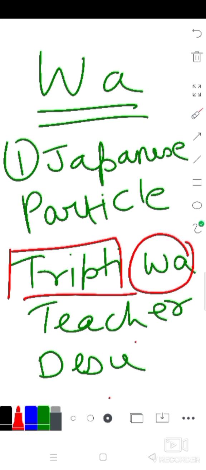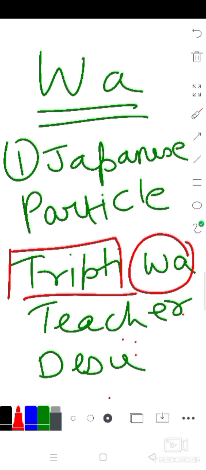If I say teacher va, let's take an example: Teacher va Tripti desu. Before va, what noun is coming? Teacher. It means teacher is the topic marker. So va creates a topic marker. Before va, whatever the noun is coming, it's a topic marker, and the focus will go to the subject part. So we use va to make a topic marker, so that the word coming before va becomes the topic. And second, of course, if it's a topic, the focus will go to that topic part.